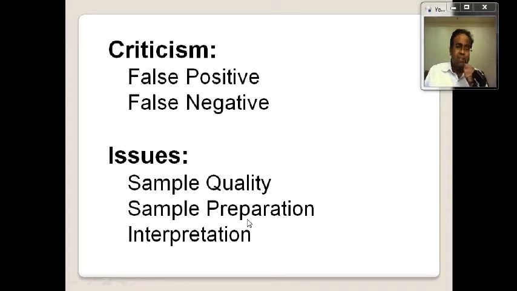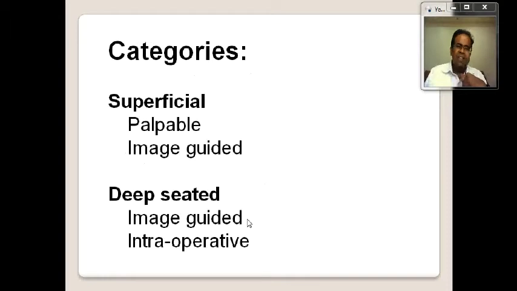Criticism of FNAC is that it is sometimes false positive, which is rare because due precautions are always taken. Then we have false negative also sometimes, and that is because of the sampling issues most of the time. And there are other issues like sample quality, sample preparation and interpretation. FNAC is of two categories, that is superficial and deep. Superficial, when it is palpable, can be done without image guidance, or sometimes image guidance can be employed to see where the needle is going. Deep seated of course needs image guidance, and it can also be done intraoperatively.